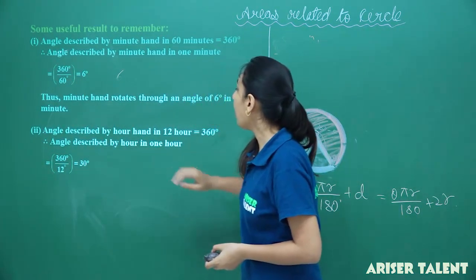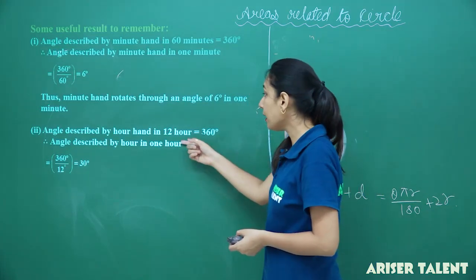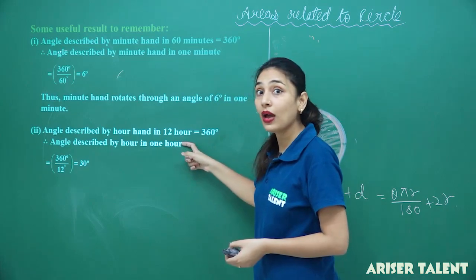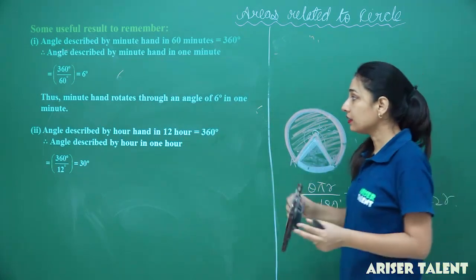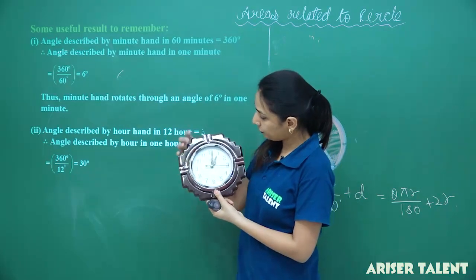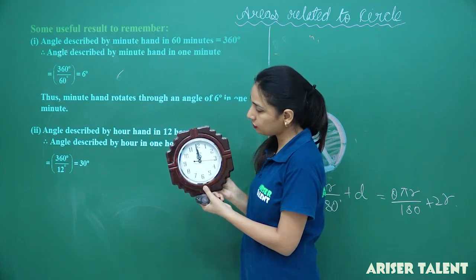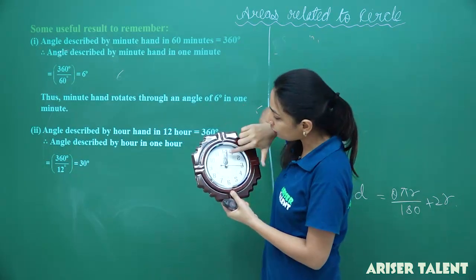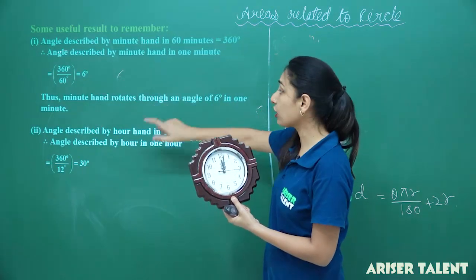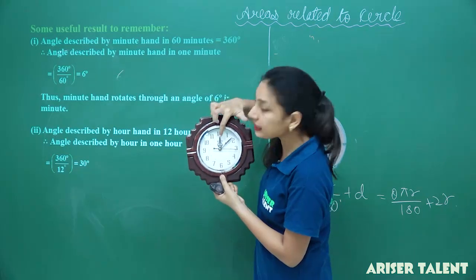Okay, students. So, moving forward on this, angle subscribed by hour hand in 12 hours. Now, angle subscribed by the hour hand in 12 hours is what? If this is 12, it is saying after 12 hours, what will it be? It is talking about the hour hand. So, the hour hand is that. This one is the hour hand.